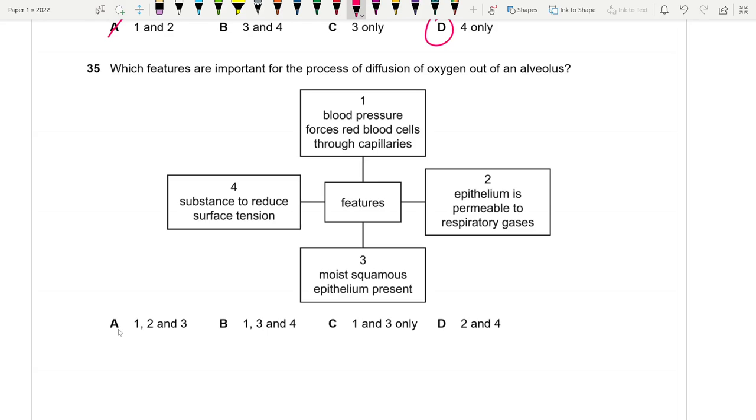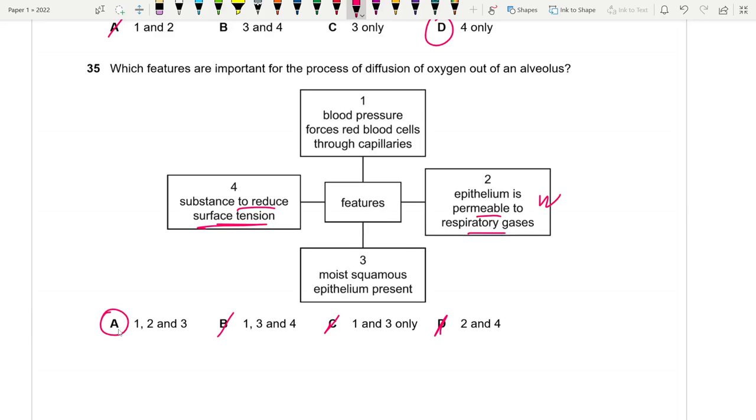Epithelium is permeable to respiratory gases. Option 2 is very important; we need 2. Moist squamous epithelium present. Substance to reduce surface tension. Honestly, 4 is not a part of the answer. Surface tension prevents collapse. Okay, it should be A because it is permeable to respiratory gases.